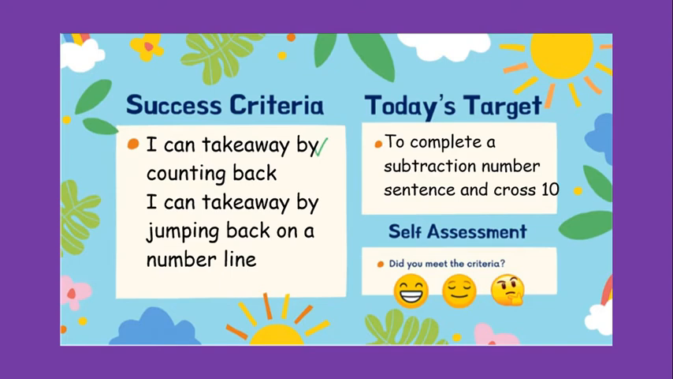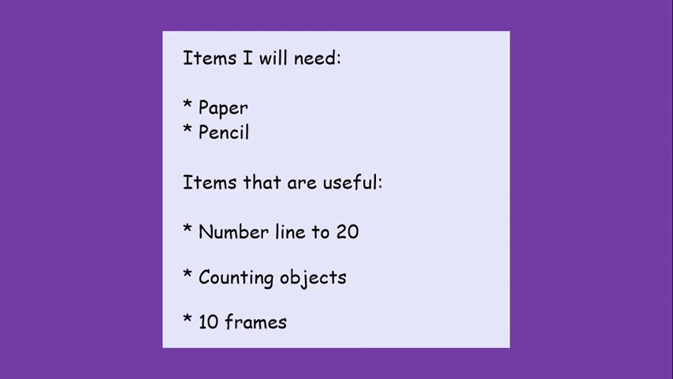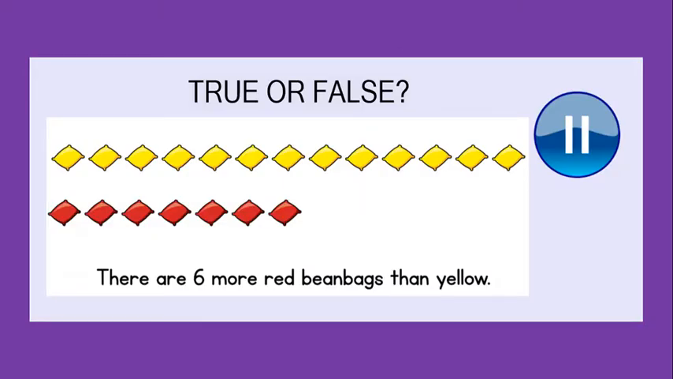So our target today is still to complete a subtraction number sentence and to cross 10. And we will do this by taking away by counting back and by taking away by jumping back on a number line or a number track. You will need your paper and your pencil, but you will also find useful a number line to 20, counting objects, tens frame templates, and I think that's probably all we'll need today. So let's kickstart our lesson.